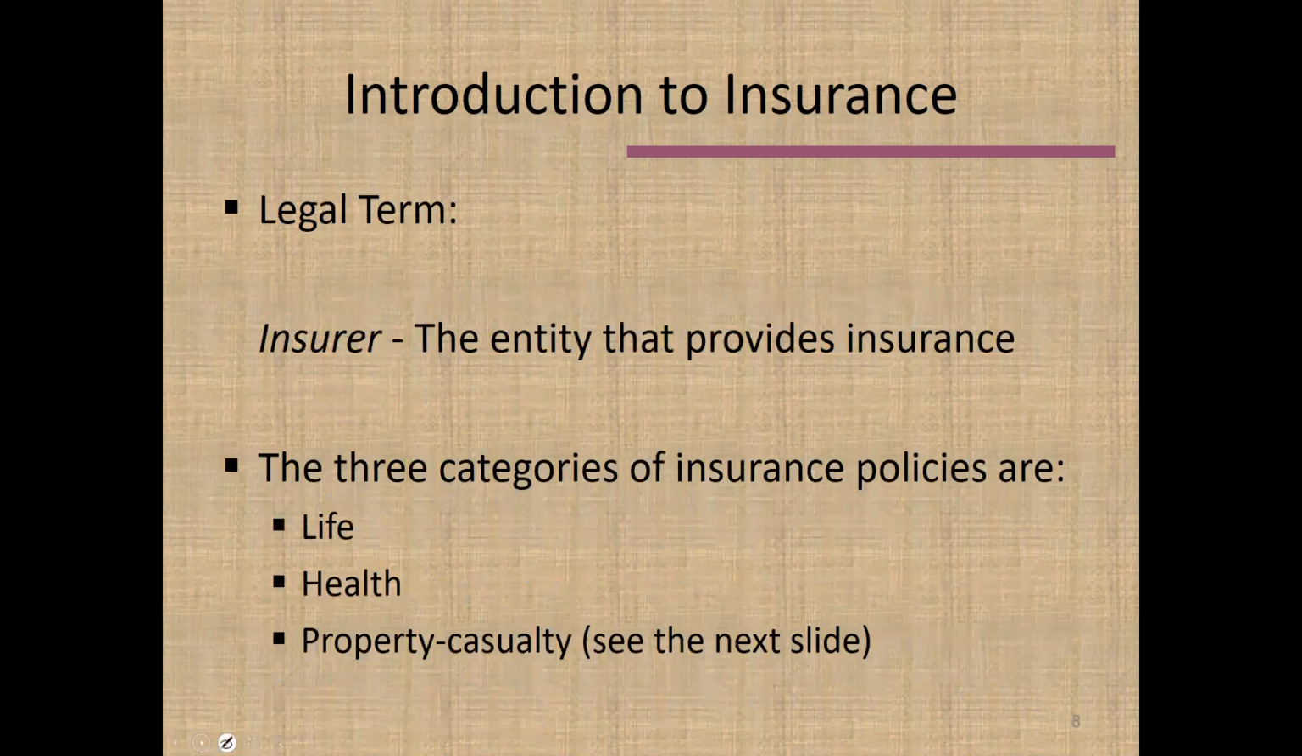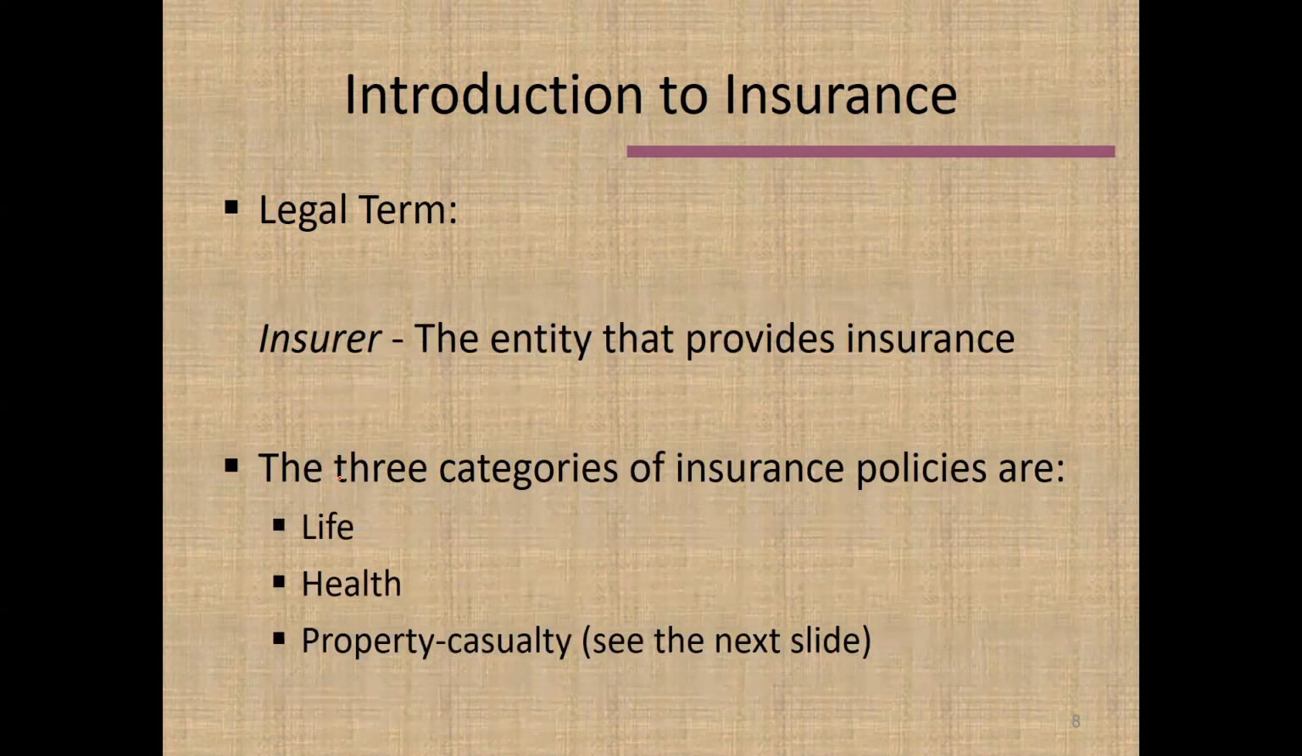So what is an insurer? Well, again, it's some entity that provides that insurance product. The three big categories of insurance are going to be life, health, and property casualty. Life and health are pretty self-explanatory. When you insure a life, it means that there's going to be a payout when that person actually passes away. Health insurance is insurance designed to maintain the health of that person.